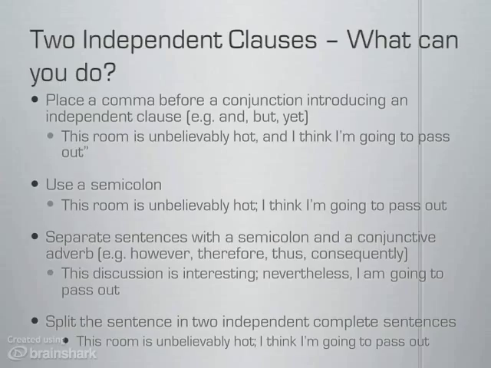You could, in addition, just use a semicolon between the two independent sentences. This room is unbelievably hot, semicolon, I think I'm going to pass out. You could separate the sentences with a semicolon and a conjunctive adverb. So, this discussion is interesting, semicolon, nevertheless, I am going to pass out. Or you can decide to split the sentences into two independent complete sentences. This room is unbelievably hot, period, I think I'm going to pass out.